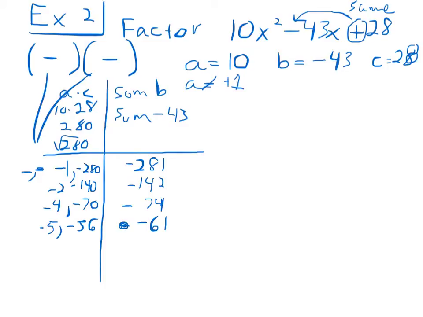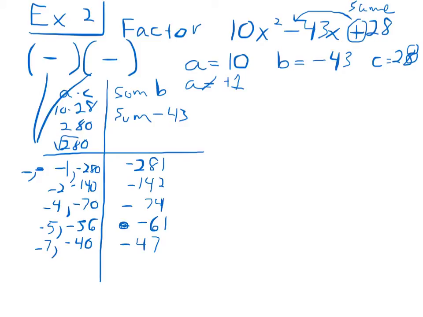Okay, 280 divided by 6. Again, some of these just take a little bit of work. 6 doesn't work. 280 divided by 7, that should work. Yep, 40. So negative 7 and negative 40. That gives me negative 47. So I'm getting really close.